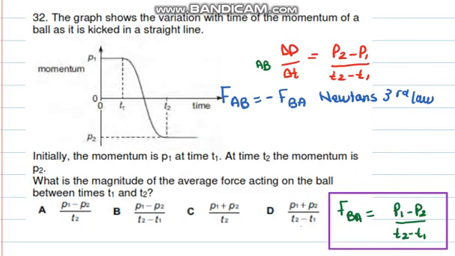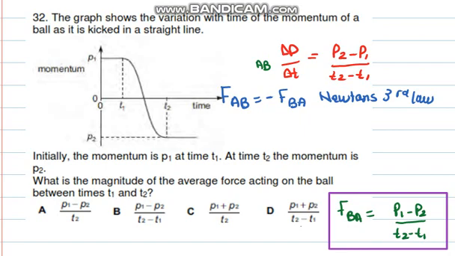So our next question says that the graph shows a variation with time t of the momentum of a ball as it is kicked in a straight line, and it says initially the momentum is p1 at time t1, at time t2 the momentum is p2. What is the magnitude of the average force acting on the ball? So over here we can consider rate of change of momentum as final momentum minus initial momentum over change in time. So our change in momentum is p2 minus p1, and change in time is t2 minus t1.